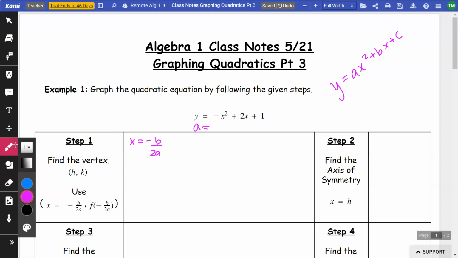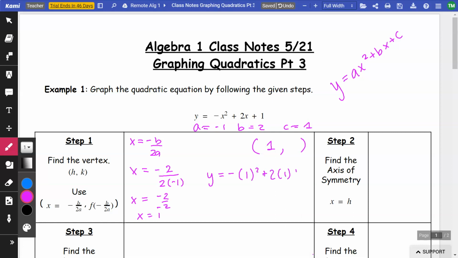I'm just going to remind myself that in this equation, a is negative 1, b is 2, c is 1. So x is equal to the negative of 2 over 2 times negative 1. So x is equal to negative 2 over negative 2, which is simply 1. So my vertex has an x value of 1, and then a y value of y is equal to the negative of 1 squared plus 2 times 1 plus 1.